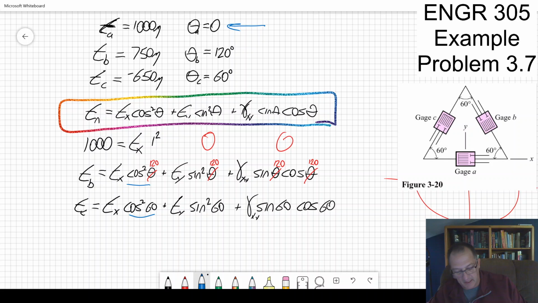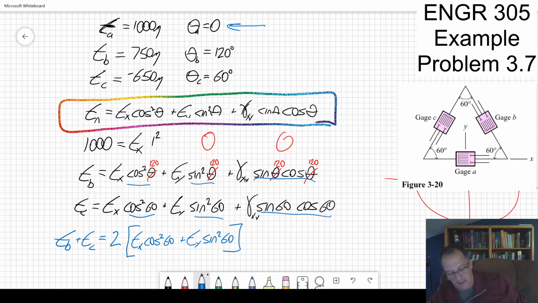So if I add the strain in the B direction plus the strain in the C direction, that's going to be equal to twice the strain in the X, cosine squared 60, plus the strain in the Y, sine squared 60. And that got rid of gamma, and here I could put plus 0 gamma.